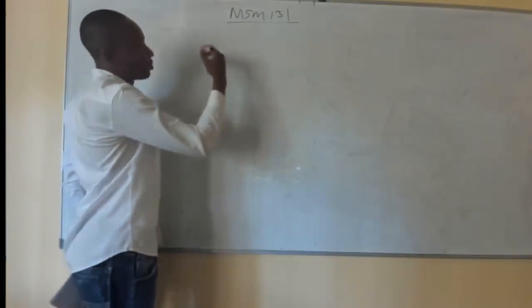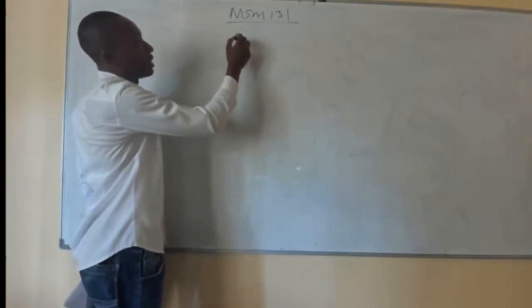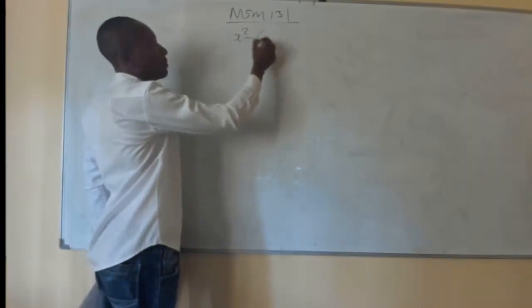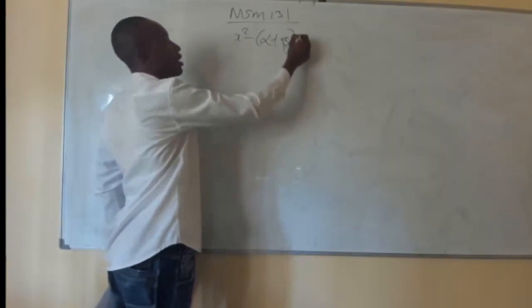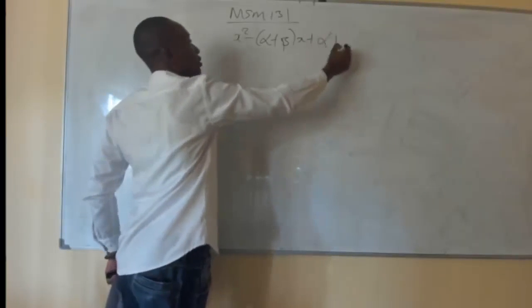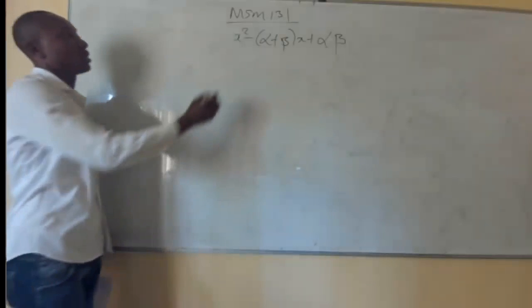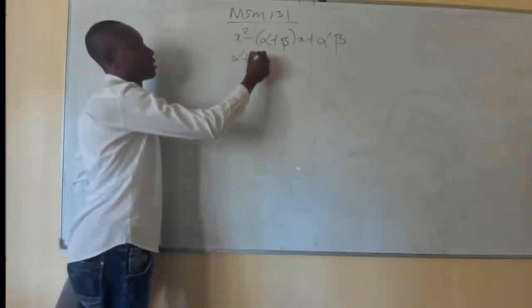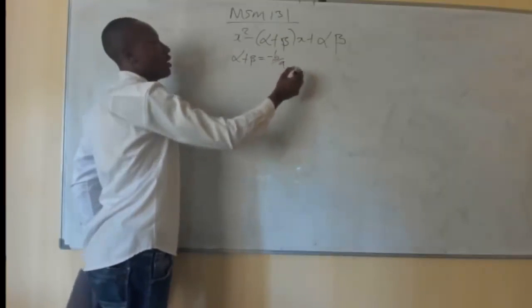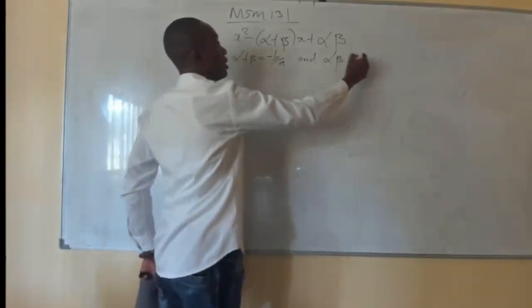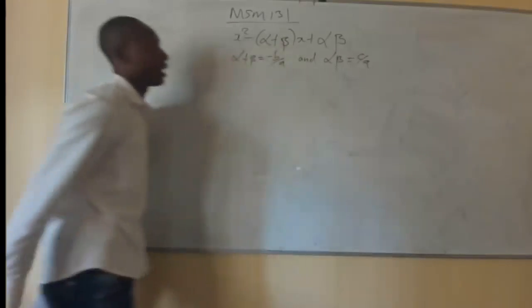Now, yesterday you were told that any quadratic equation can be written as x squared minus the sum of the roots times x plus the product of the roots. So from this equation we say the sum of the roots is found as negative b over a, and the product of the roots is given as c over a.